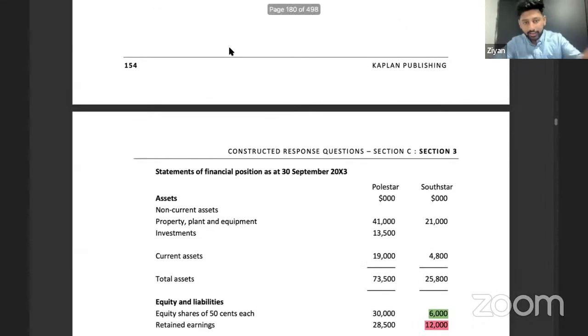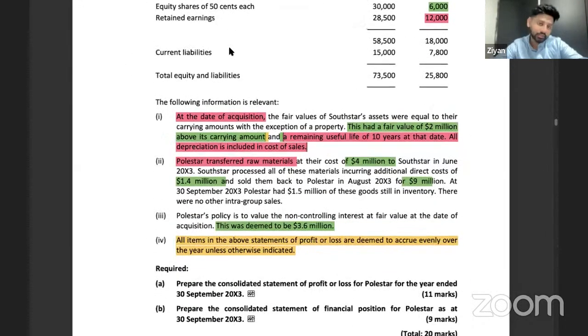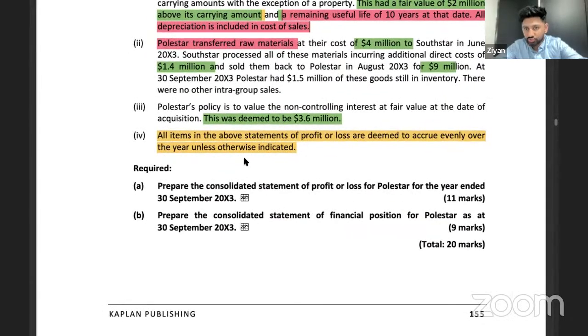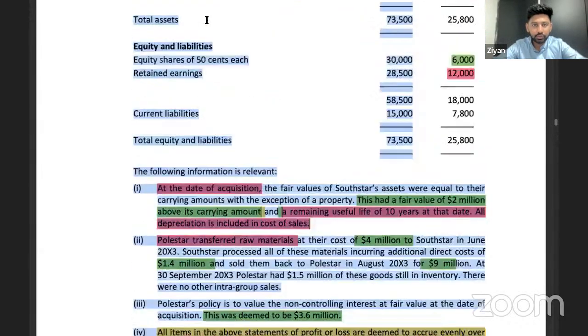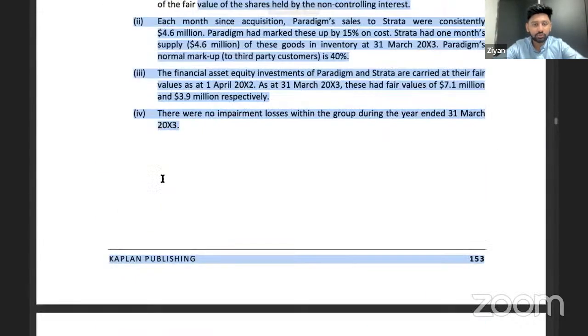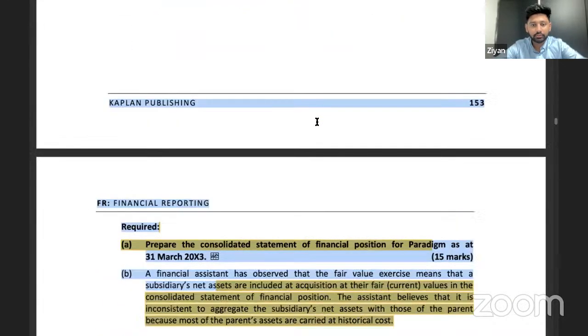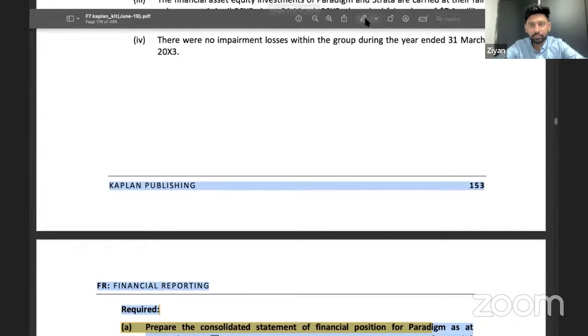What is the requirement? The requirement is very simple. Prepare the consolidated statement of profit or loss for Polestar for the year ended 30th September 2013, and prepare the consolidated statement of financial position for Polestar as at 31st September 2013. In total, consolidated P&L, consolidated balance sheet. You've been tested for approximately how many marks?